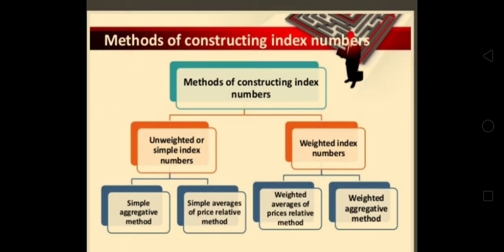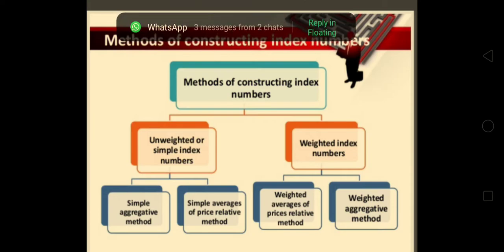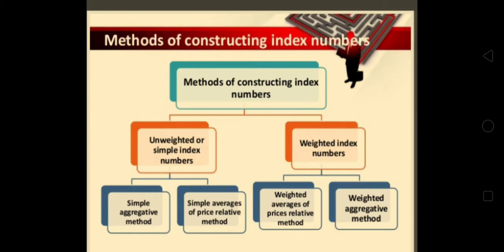This is a glance of the methods of constructing index numbers. First of all, it is divided into two parts: first one is unweighted, or you can call it simple index numbers. Second is weighted index numbers. And then the unweighted has two and weighted index numbers have two parts. In unweighted, there are the simple aggregative method and the simple averages of price relative method.